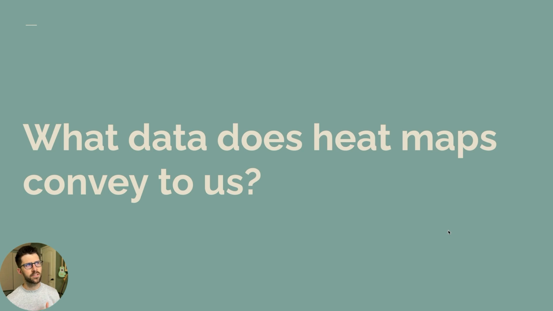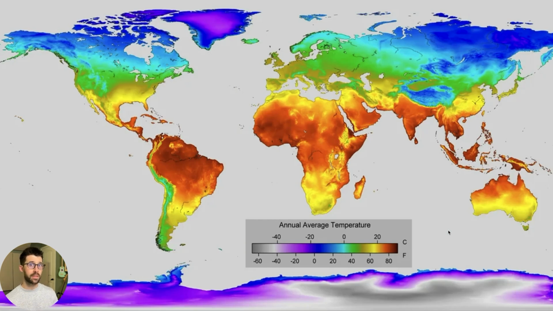Let's jump in. First up, what data do heat maps convey to us? What is it trying to tell us? To go back to where these are anchored, this is literally a temperature or heat map of the entire world annualized over the entire year. Where I live, right here in Arkansas, if I draw over to here, that's about 70 degrees Fahrenheit, which is what it annualizes to over the entire year.